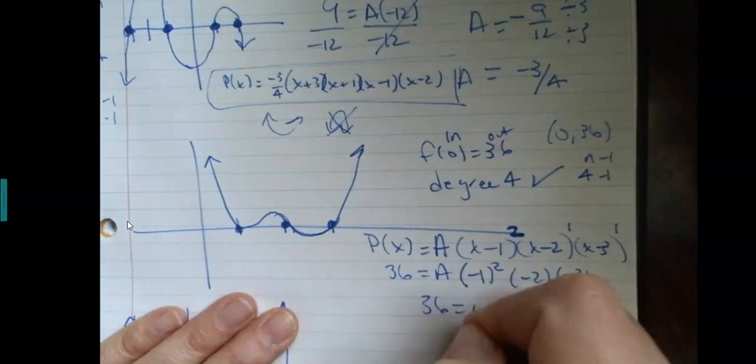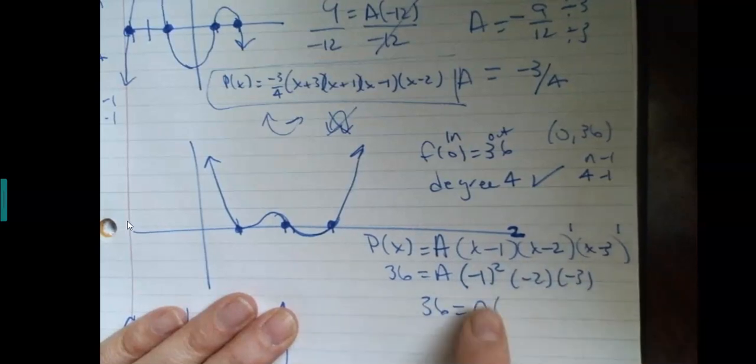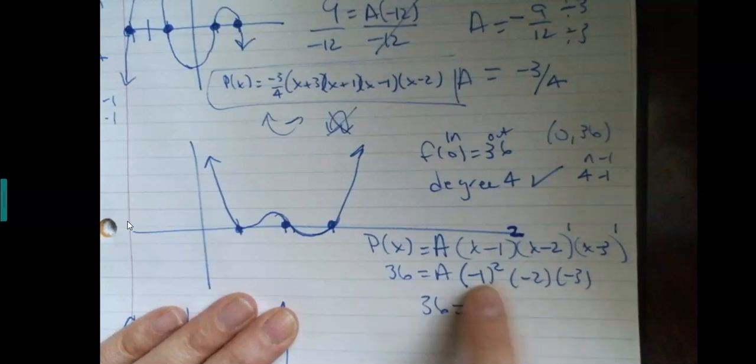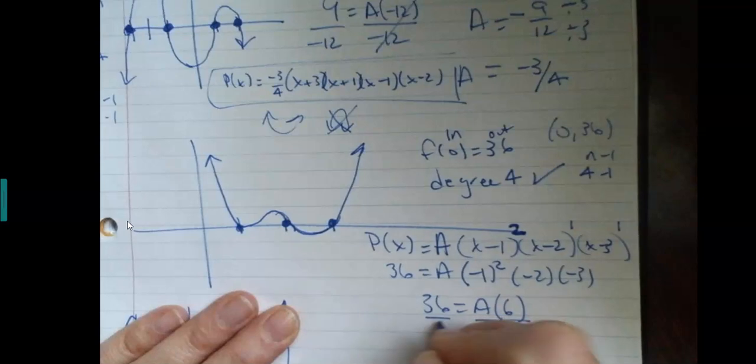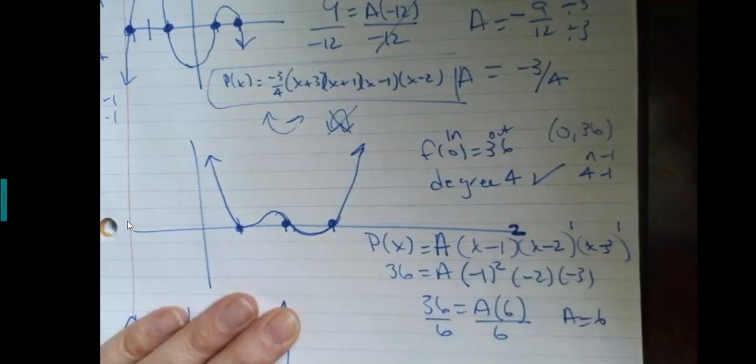So 36 equals A. This is going to be what? Positive 6 times a positive 1. That's going to be 6. Again, there's no add or subtract on this guy. To isolate, I'm just going to divide. It looks like A is 6.